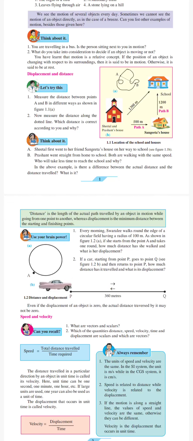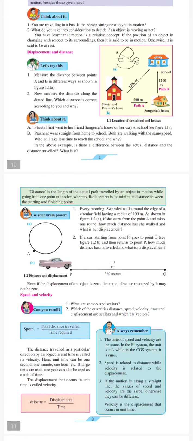They have given already the maximum: measure the length between the two points A and B. First we have seen points A and B, the total length is 1700 meter, that I already told you. Now they say, measure the distance along the dotted line. The dotted line goes from Seetal and Prashant's house to the school, that is the direct length. If you have the dotted line given separately, it is not a proper circle, but a figure like that.